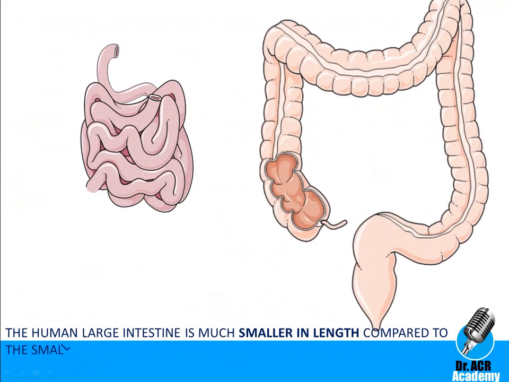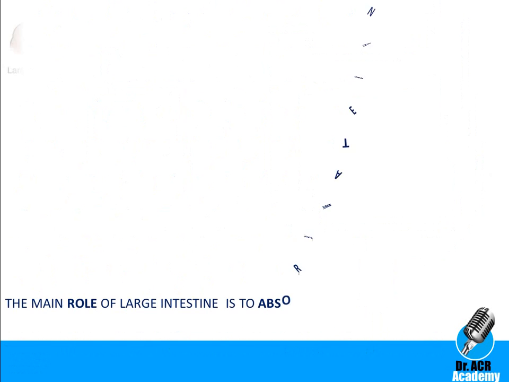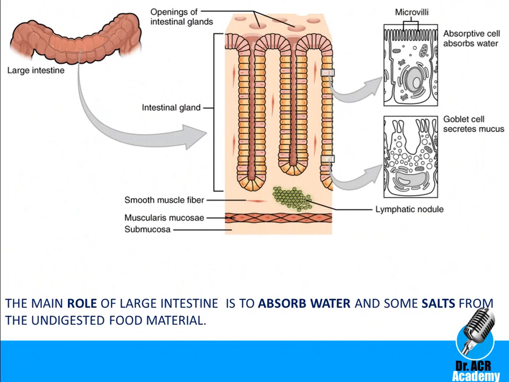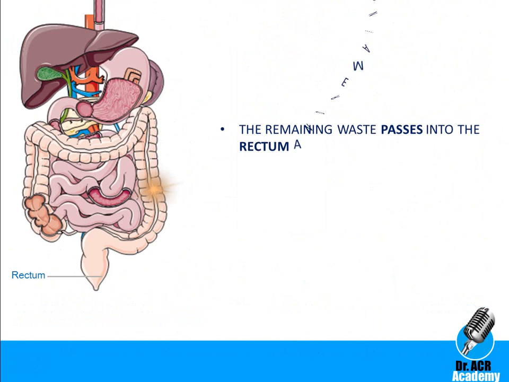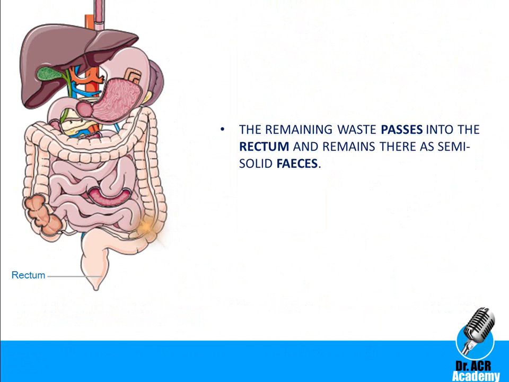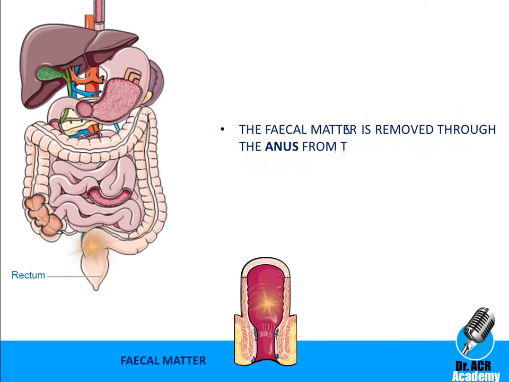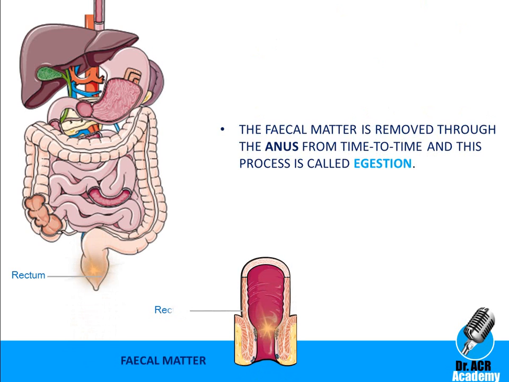The human large intestine is much shorter in length compared to the small intestine, but larger in diameter. It is about 1.5 meters in length. The main role of the large intestine is to absorb water and some salts from the undigested food material. The remaining waste passes through the rectum and remains as semi-solid feces. The fecal matter is removed through the anus from time to time, and this process is called egestion.